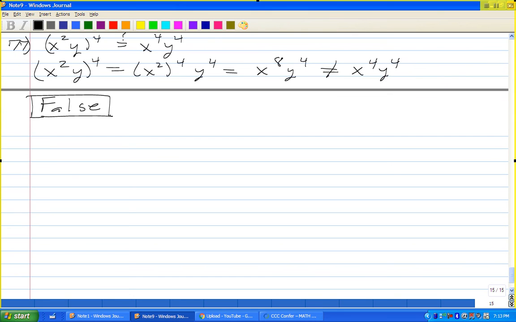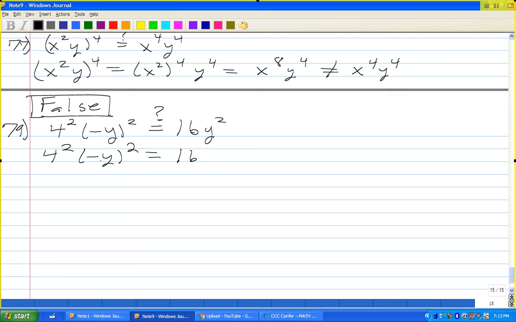79. Four squared, minus y squared, equal to 16y squared. Well, 4 squared negative y squared is equal to 4 squared, which is 16. Negative y squared is y squared. So yes, indeed, these are equal. So this is a true statement.